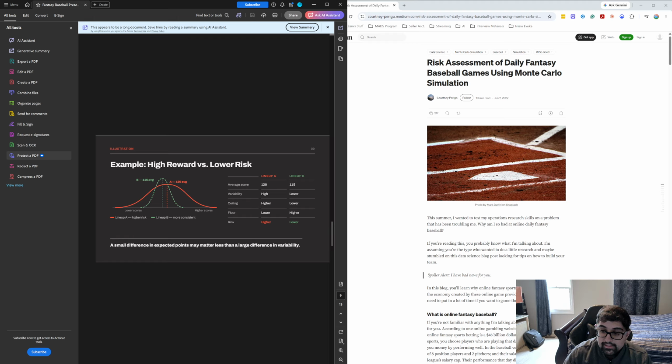But the trade-off is you could get, let's say, a fantasy score of 150, but you could also get 50. When you choose a more consistent lineup, you have less variability, but you know the range where your fantasy point values are going to fall. So from this slide, you can see that a small difference in expected points may matter less than a large difference in variability. And that's the point that Courtney was trying to make in his paper.